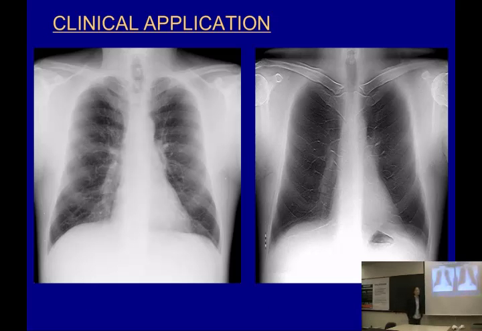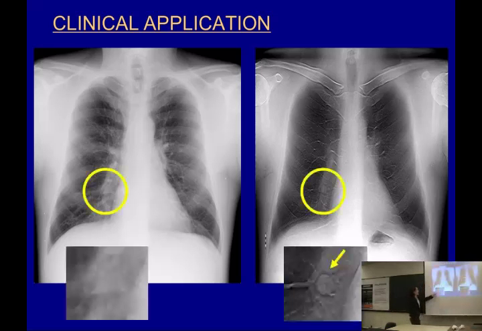And here we show some examples of the human subject. The left one is the traditional X-ray projection image, the traditional radiography technology. The right one is the reconstructed slice. Okay, so if we compare, the yellow circle will show.